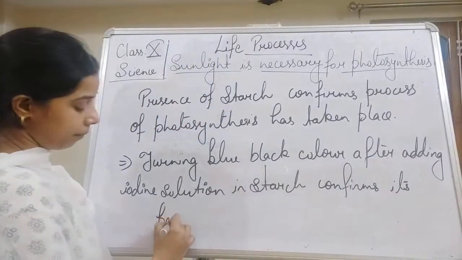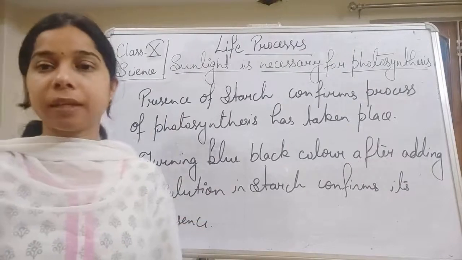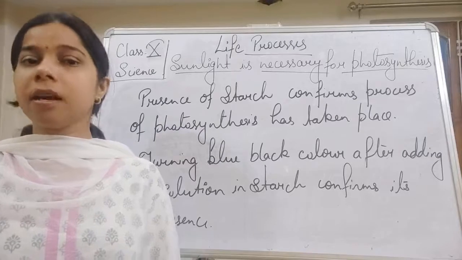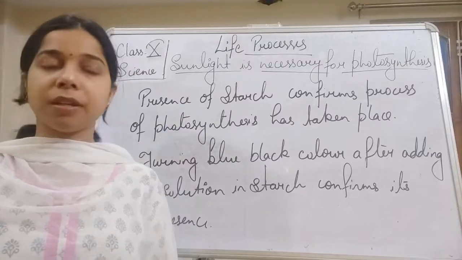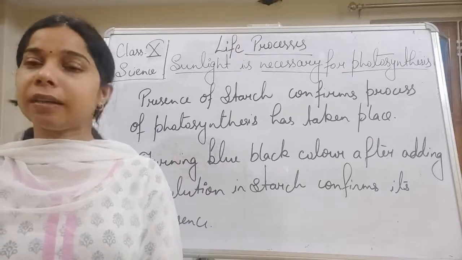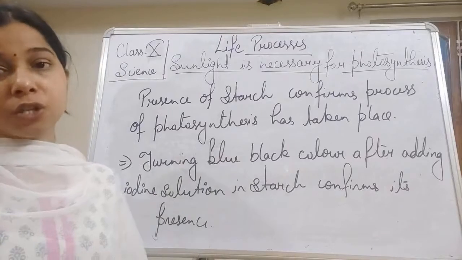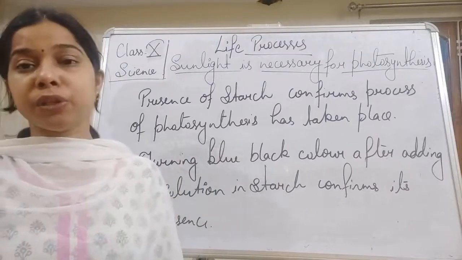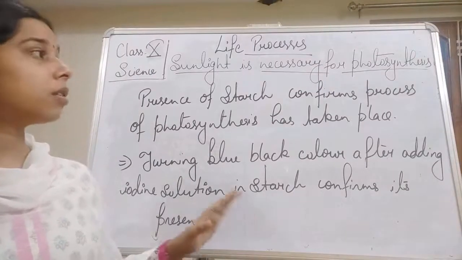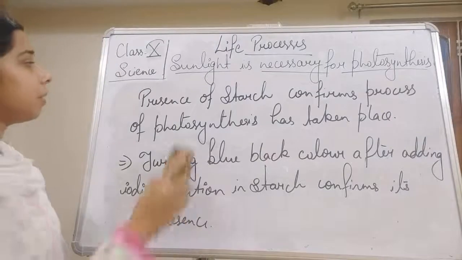You see students, this is really very important to initiate the experiment, and that is the confirmation of photosynthesis. How will we confirm that photosynthesis has taken place? By seeing the result, and that is the starch. And how will we confirm the presence of starch? By adding the iodine solution, which will turn blue-black in color. So these are the two things that we should keep in mind. Now let us start the experiment.